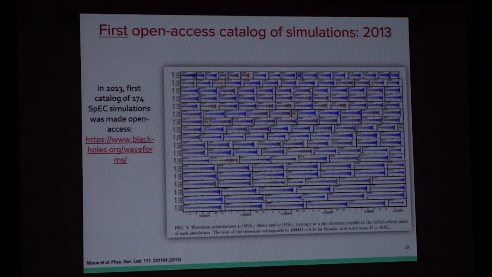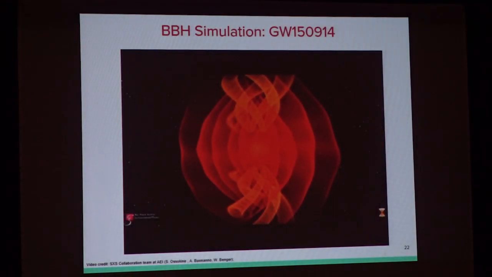Okay? And from there, a few years later, in 2013, we released the first catalog of about 170 simulations. Each figure here shows the waveform coming from one of these simulations. And they were the first set of waveforms that were made open for public use.